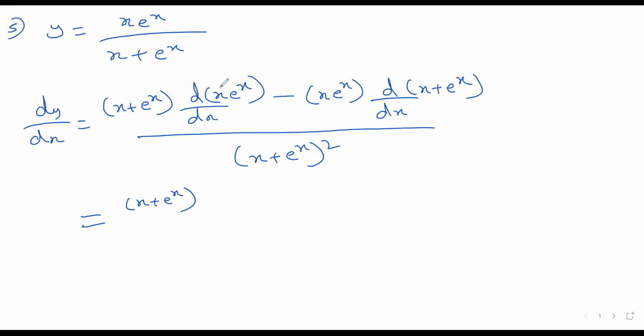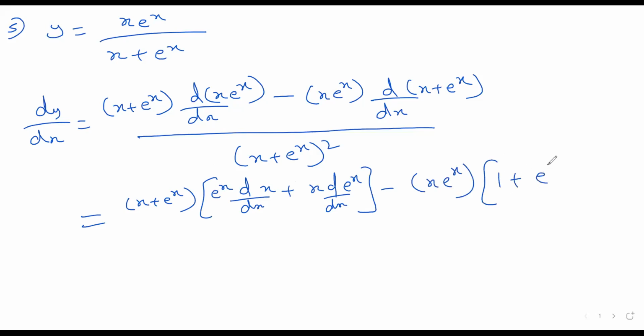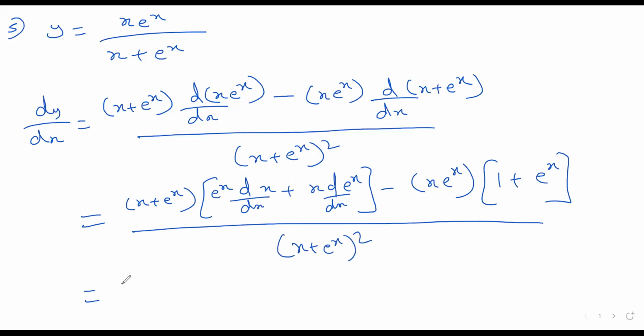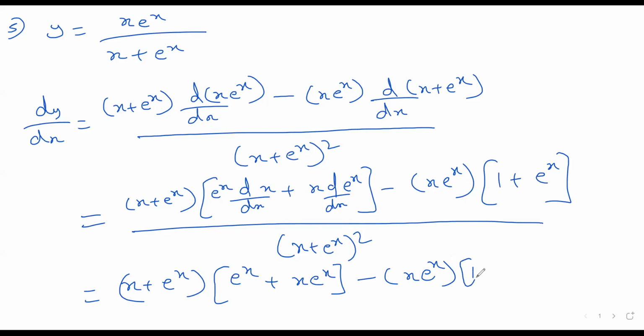The x e raised to x here has to be solved like a product, and this whole thing like a quotient. So e raised to x d/dx of x plus x d/dx of e raised to x, minus x e raised to x into 1 plus e raised to x, whole thing upon x plus e raised to x bracket square is x plus e raised to x, plus x e raised to x, minus x e raised to x 1 plus e raised to x, whole thing upon x plus e raised to x bracket square.